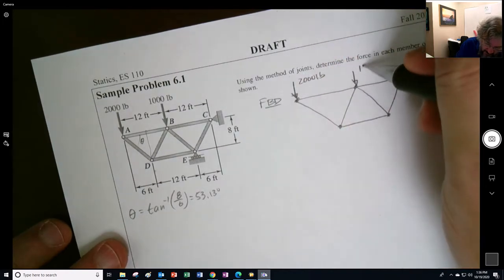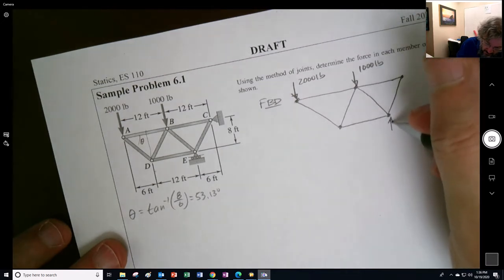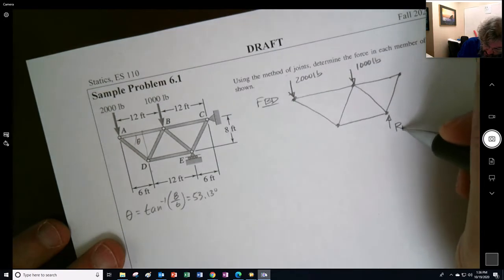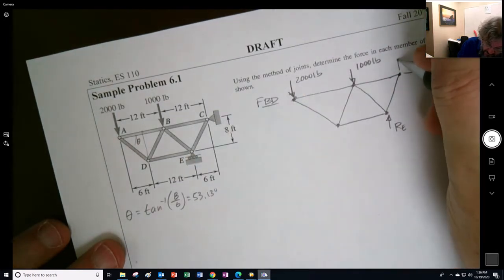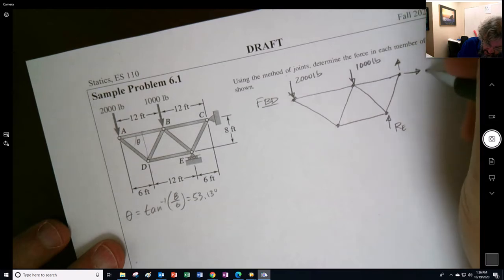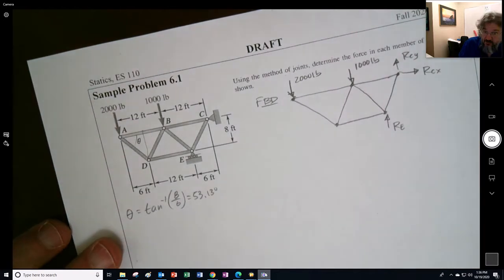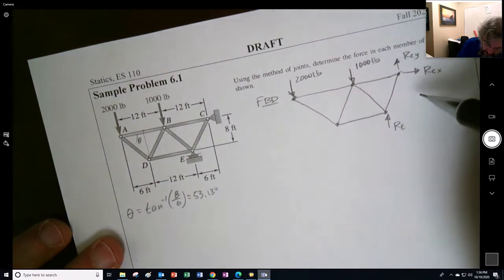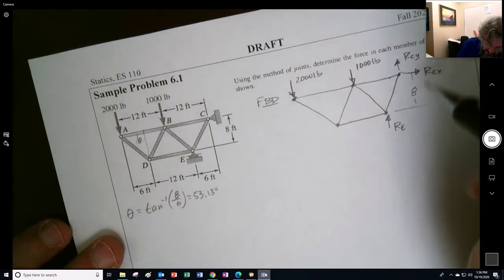So we get 1,000 pounds right here. This is a sliding joint, so that's only upwards. I'm going to call this RE. And then I'm going to choose these two reactions right here, RCX and RCY, by default making them positive. We could put some dimensions on here if we want to. This is going to be 8 right in there.